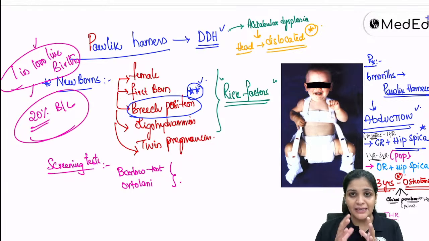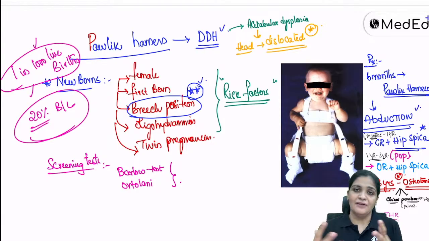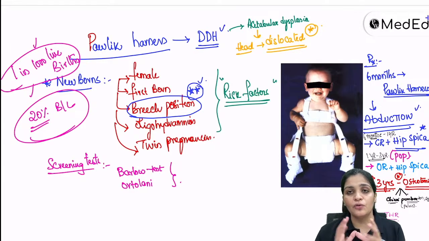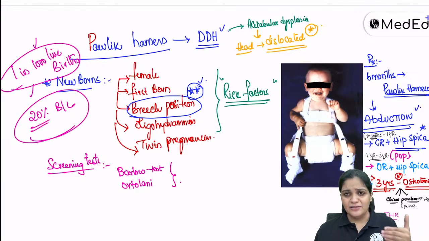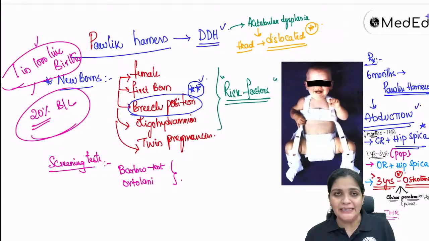Now, if the baby is presently put in the splint for 6 months, and now after 1 year, if the baby comes to you, what will you do? So you will try for reduction and then go for hip spica. If the baby comes at 3 years of age, you will go for, remember, osteotomies. And if it is in the teenage, advanced like 12 years old, 13 years old, then you go for a total hip replacement. Okay. So that is about the DDH, developmental dysplasia of hip.